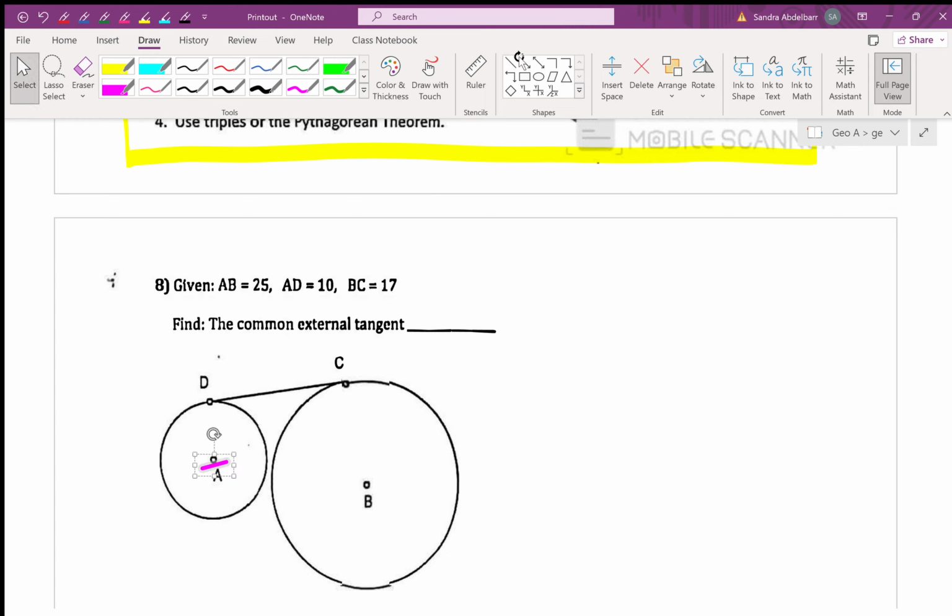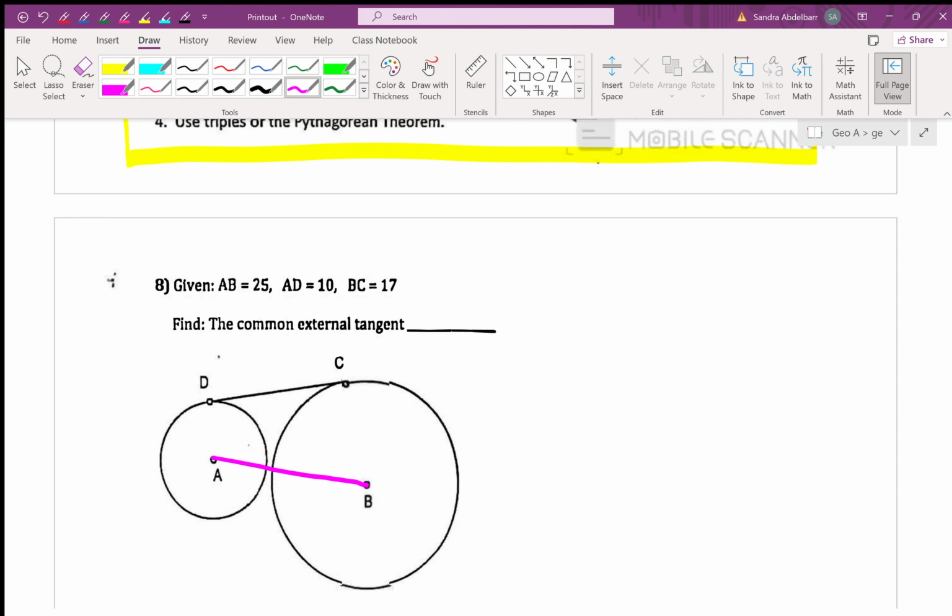Try this again. I think I'm better off freehanding it. Can you just hold shift? I don't know how to do that.